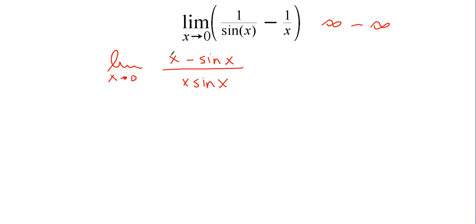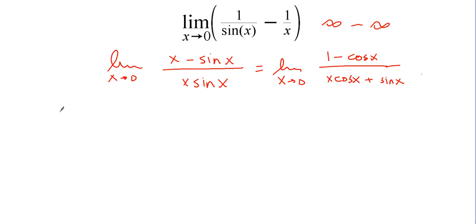If we plug in 0, we've got 0 minus 0 over 0 times 0, which is 0 over 0, which means we can use L'Hopital's rule. If we take the derivative of the top, we get 1 minus cosine x over the derivative of x sine x, which is x times the derivative of sine, cosine x, plus sine times the derivative of x using the product rule. And the derivative of x is just 1. And then we'll plug in our 0. 1 minus cosine 0, well, that's 1 minus 1. That's 0 over 0 plus another 0.